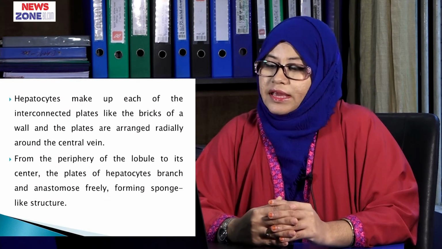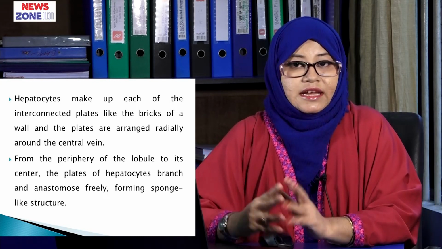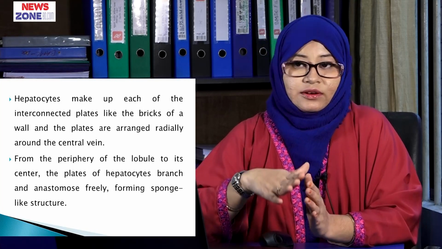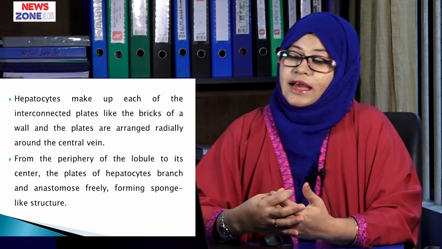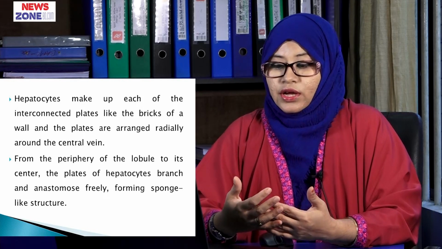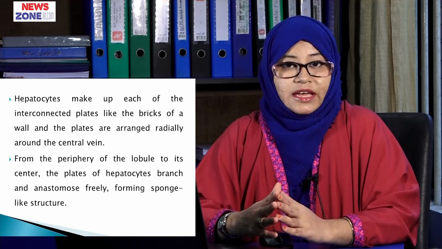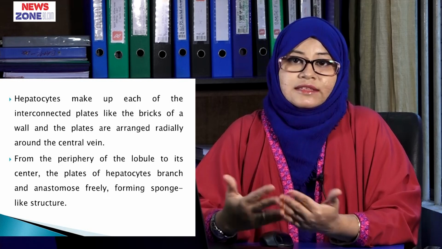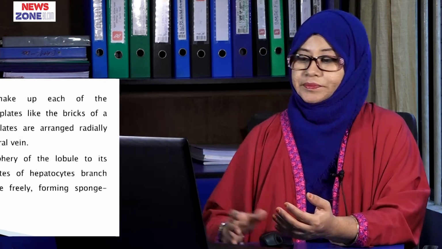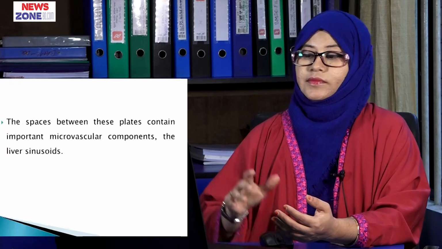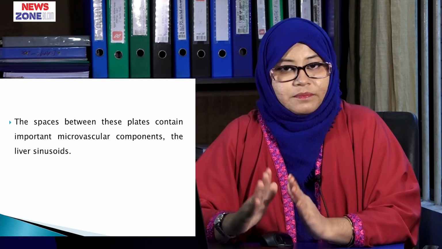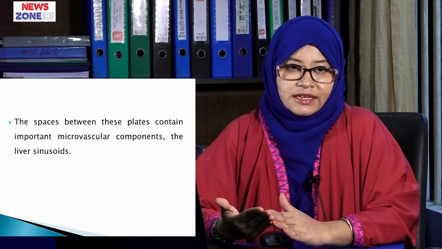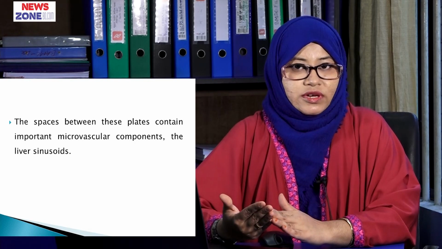Hepatocytes make up each of the interconnected plates like the bricks of a wall, and the plates are arranged radially around the central vein. From the periphery of the lobule to its center, the plates of hepatocytes branch and anastomose freely, forming a sponge-like structure. The spaces between these plates contain important microvascular structures that are known as hepatic sinusoids.